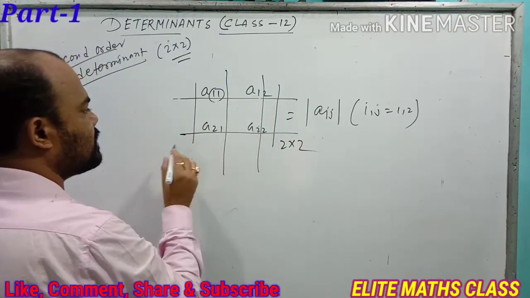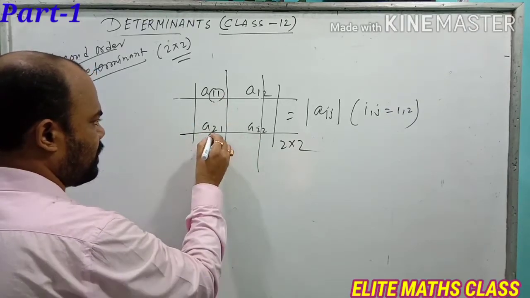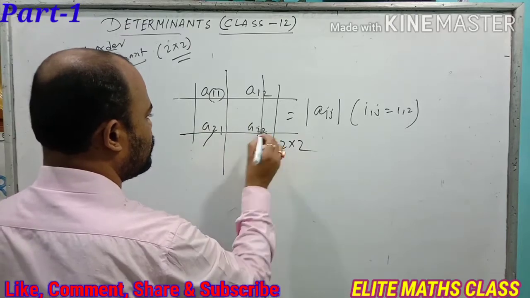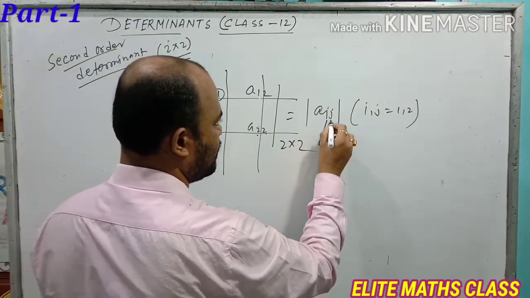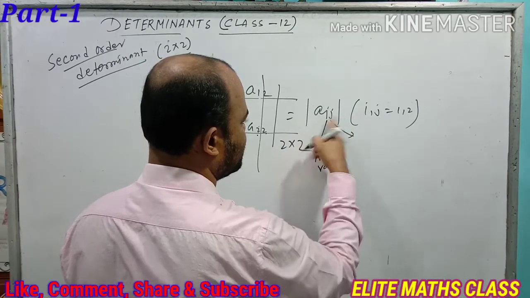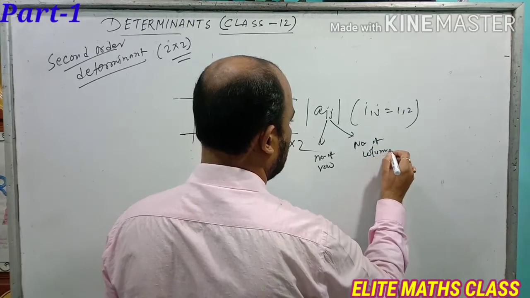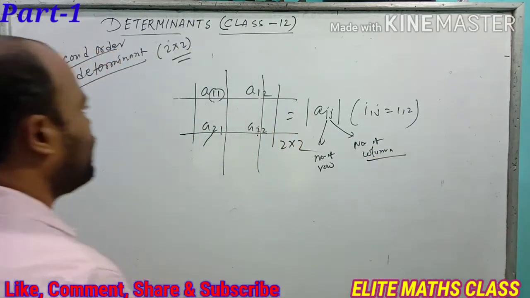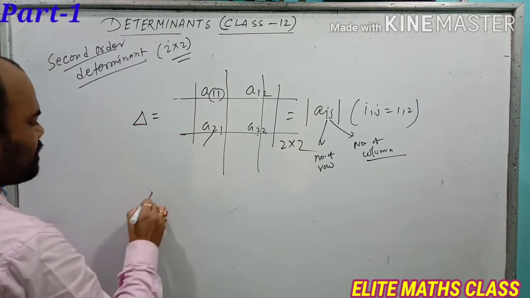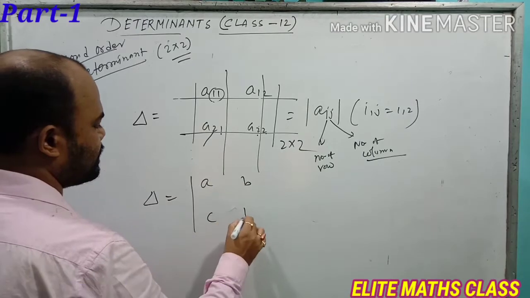Now see this, it is second row first column, A21. Here it is second row second column, 2 2. Always remember that the first suffix indicates the row number and the second suffix indicates the column number. So this is the general structure of a 2 by 2 determinant. I am writing freshly here, say I am taking the elements as A, B, C, D.